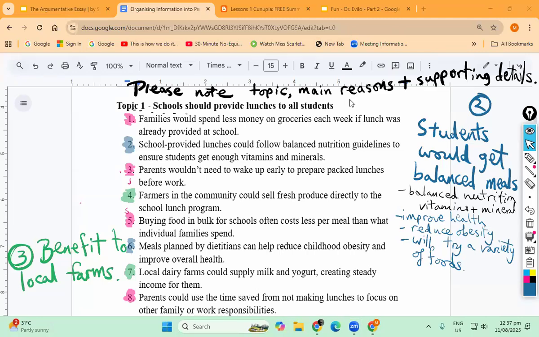All right. So anyway, what do we have as points to support benefits for local farms? Farmers in the community could sell fresh produce directly to school programs, right? So I'm gonna put the points up here because that's where I have the space, right? So fresh produce sold directly, right? All right. Local dairy farms could supply milk and yogurt, and that would be steady income for them.